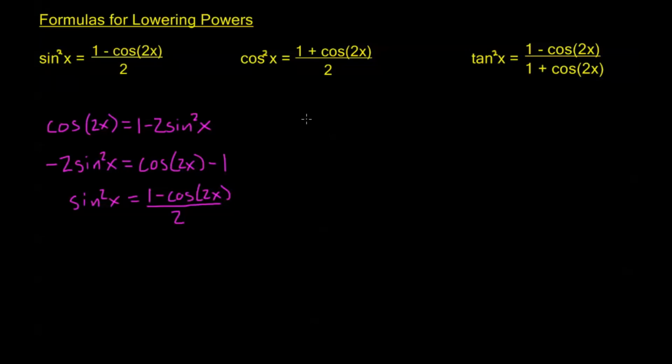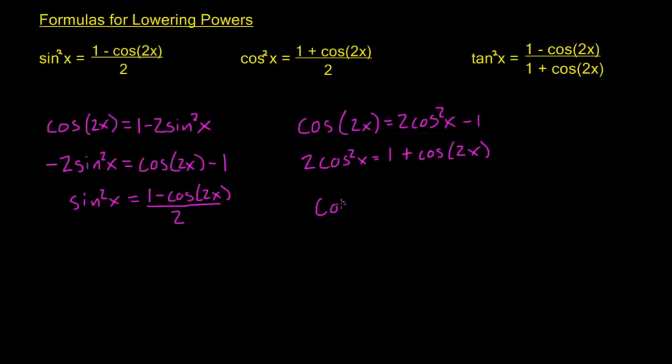Now if we look at the other double angle formula for cosine, cosine of 2x is equal to 2 cosine squared x minus 1. We can do the same thing. I'm going to isolate this cosine. So I add 1 to both sides. I get 2 cosine squared x is equal to 1 plus cosine 2x. And dividing by 2 gives me that cosine squared x is equal to 1 plus cosine 2x over 2.